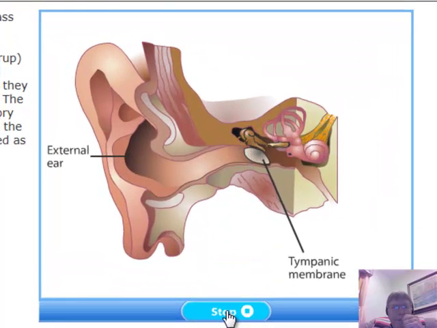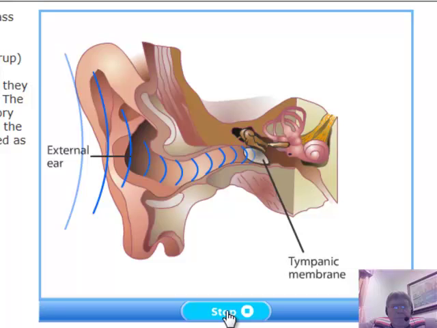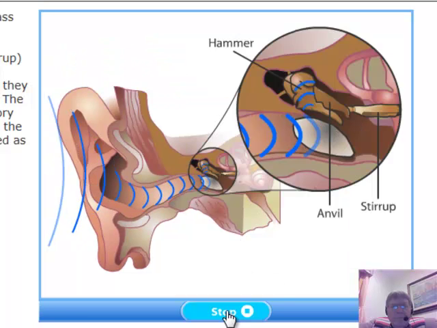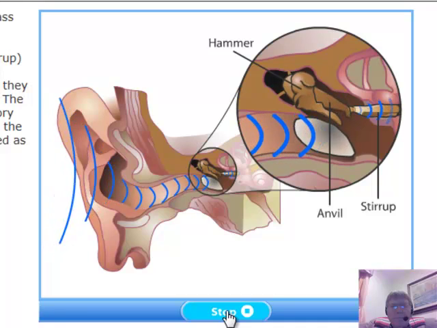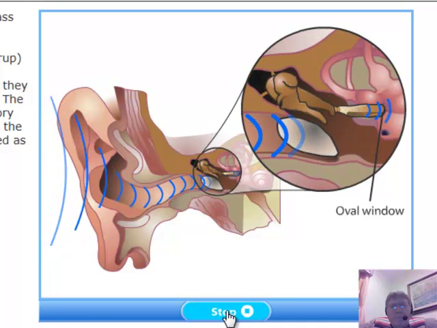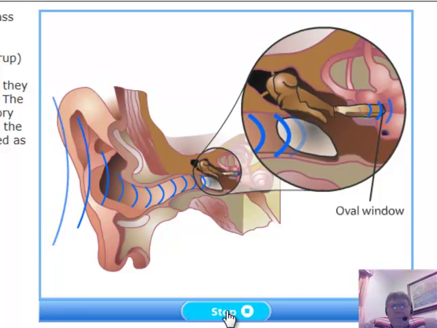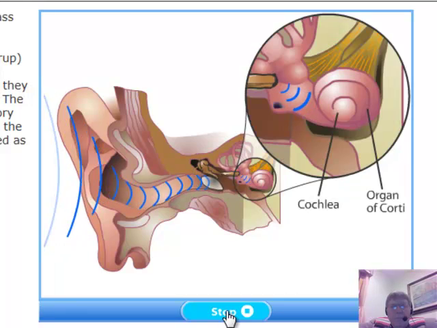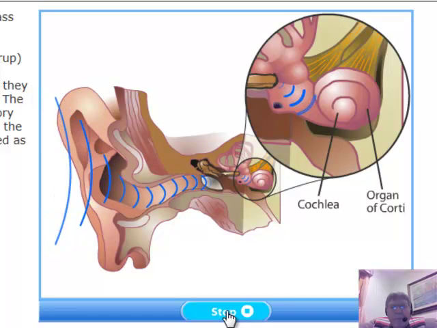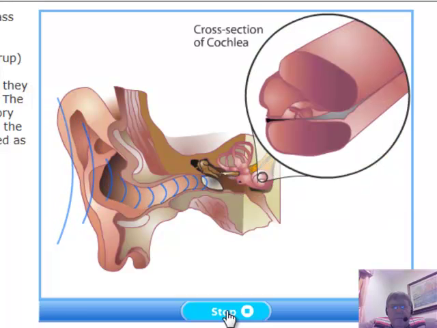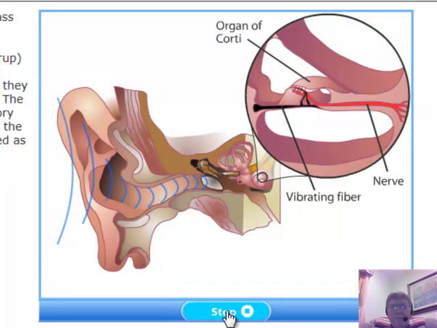Sound wave vibrations in the air pass through the auditory canal and cause the tympanic membrane, or eardrum, to vibrate. These vibrations are transmitted through the small bones of the middle ear to the oval window, a thin membrane which separates the middle ear from the inner ear. The inner ear contains the cochlea, a special sensory organ that converts the vibrations into nerve impulses. The cochlea is a long, coiled tube consisting of 3 fluid-filled chambers. The organ of Corti is found in the middle chamber.